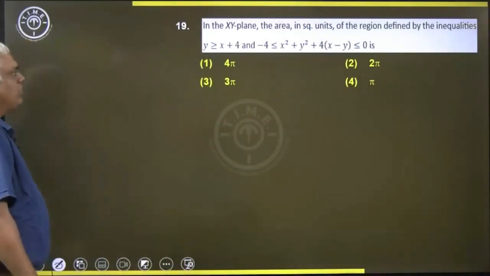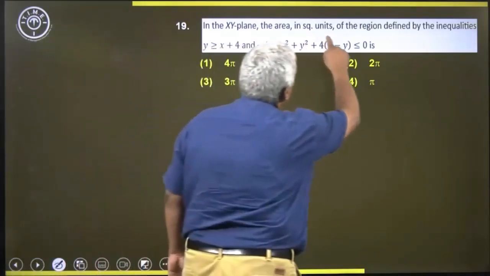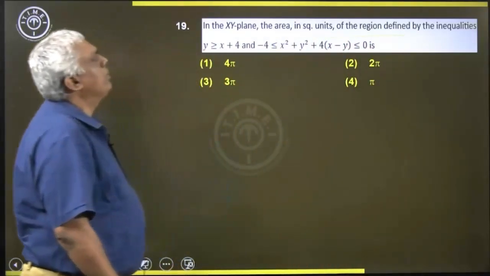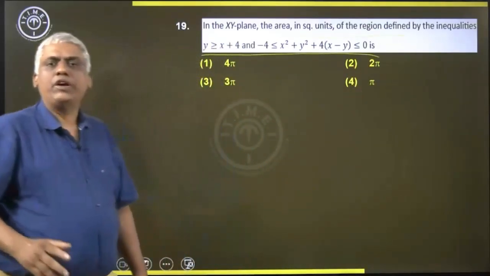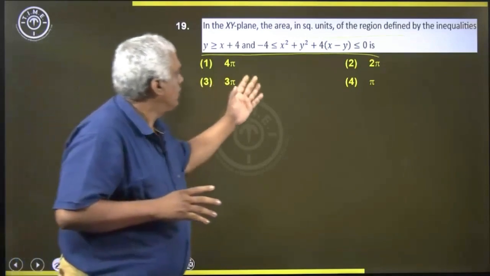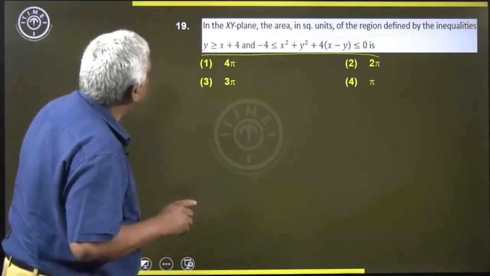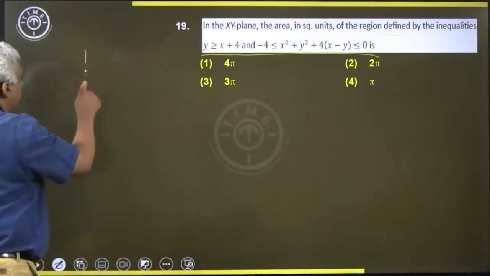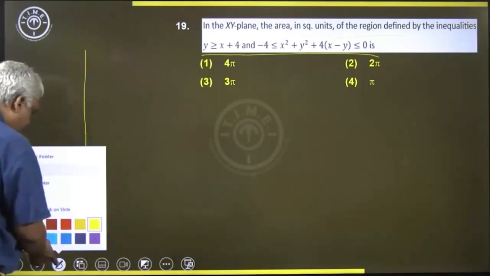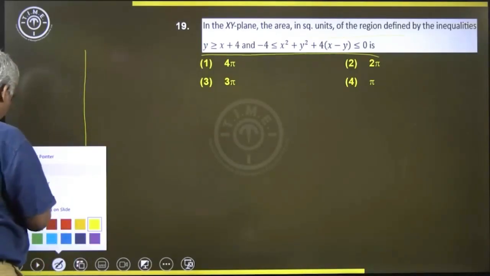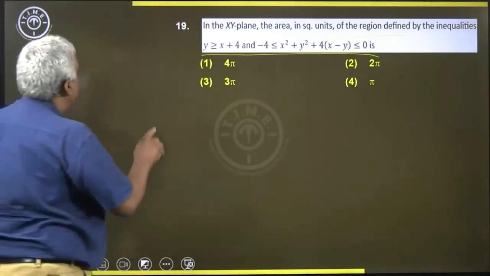Now let's see this question. In the xy plane, the area in square units of the region formed by the inequalities is this. So basically we have to find the area of the region formed by these inequations, right. So let's do it graphically. Let's plot the graph of this.